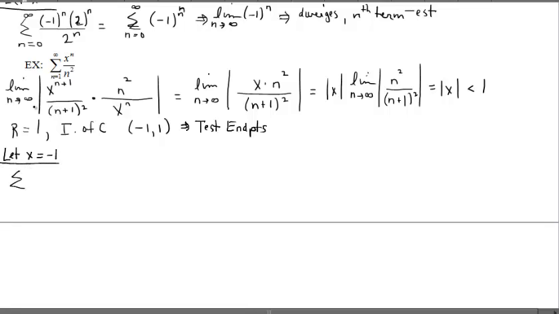Okay, go to the original series, and everywhere you see x, replace it with 1. So we have 1 to the n, which is just 1, over n squared. Ah, nice. It's not behaving. Okay, so this is, oh, was this -1? We're letting x be -1. My apologies. Let's let x be -1. So I have -1 to the n.